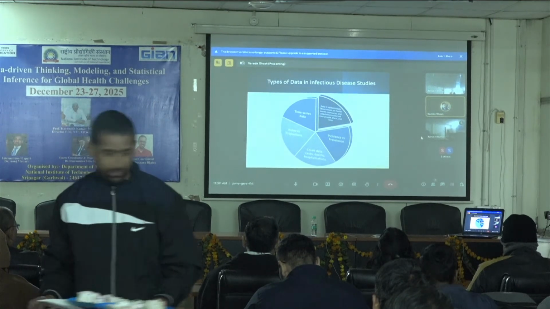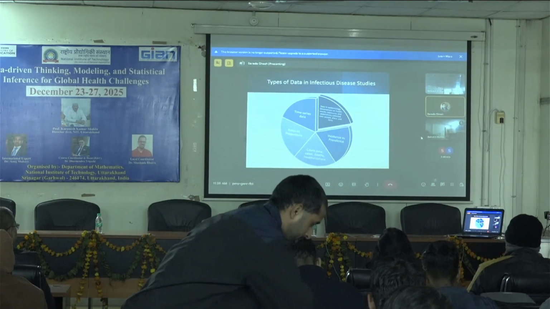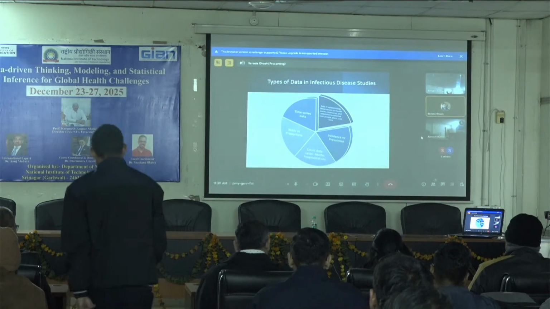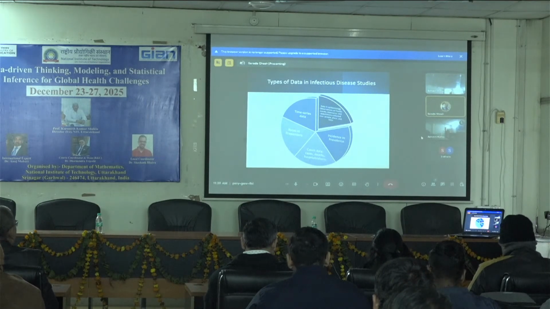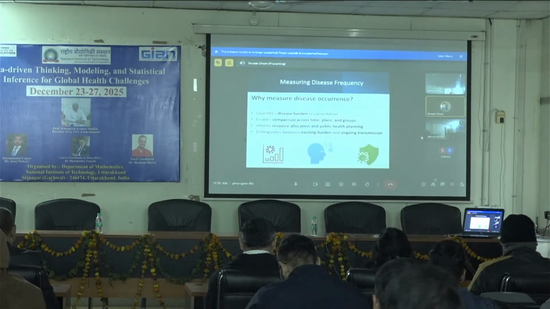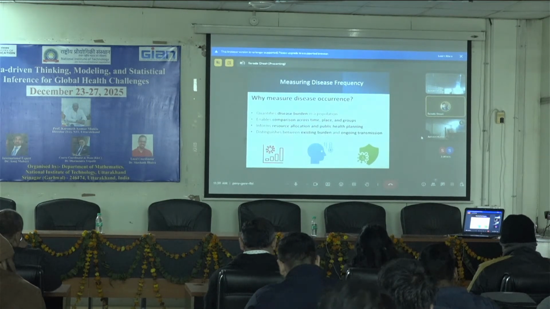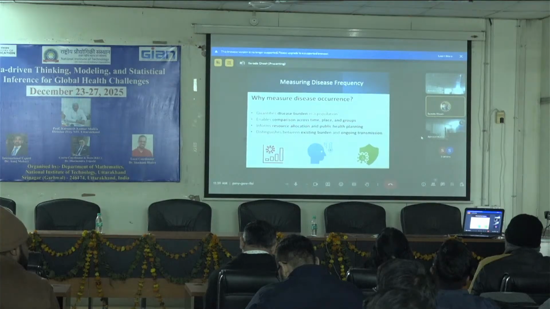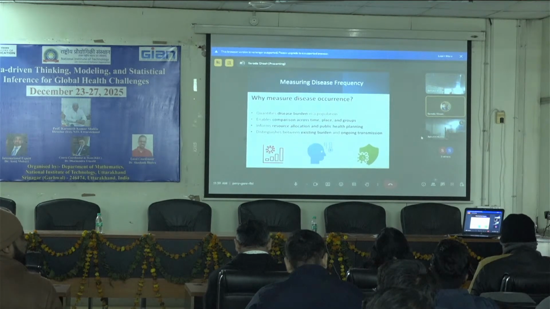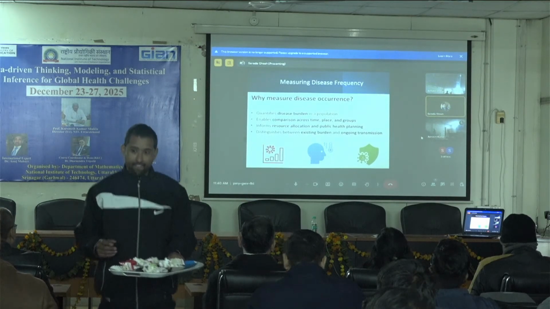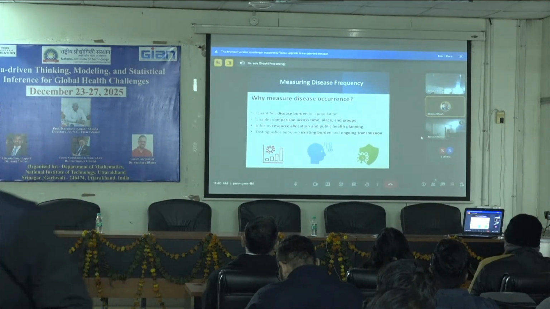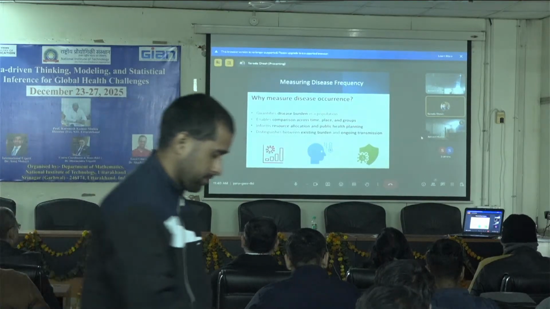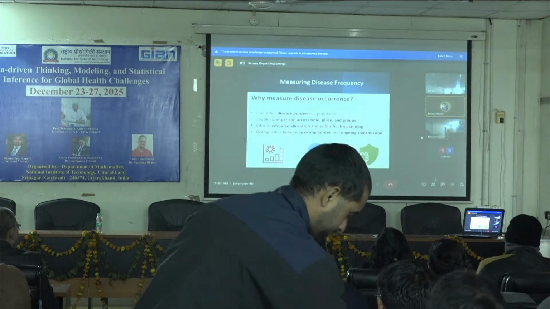Based on these, I have divided the types of data into four categories: incidence versus prevalence, count data, rates versus proportions, and time series data. We will define them one by one. Before that, we start with measuring disease frequency. Why do we measure disease occurrence? It quantifies disease burden in the population, like how many people are affected, how many have recovered from a certain disease. It enables comparison across time, place and group, like which group is affected most, or which places have low or high immunity based on the data set.